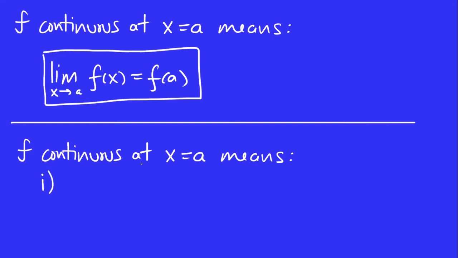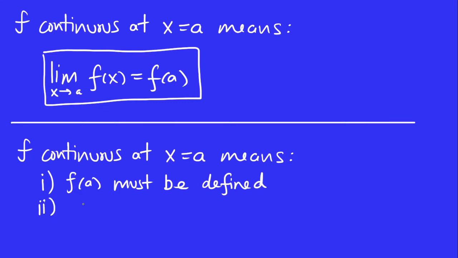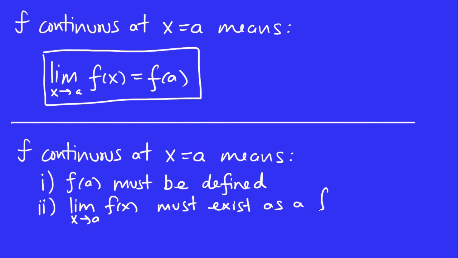So what does it mean to be continuous at a? Well, first of all, f of a must be defined. Another way to say that is a is in the domain of f. That was in our informal definition, wasn't it? The second thing is that the limit as x goes to a of f of x must exist as a finite number. And thirdly, we need that these two finite numbers have to be equal to each other.